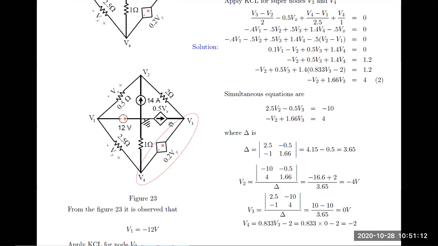You observe this one between non-reference nodes. This is the reference node. There is a voltage source, but this is the reference one, so we should not consider it as a supernode. Where do we have to consider a supernode? For a non-reference node, when there is a voltage source, which type of voltage source? A dependent voltage source.